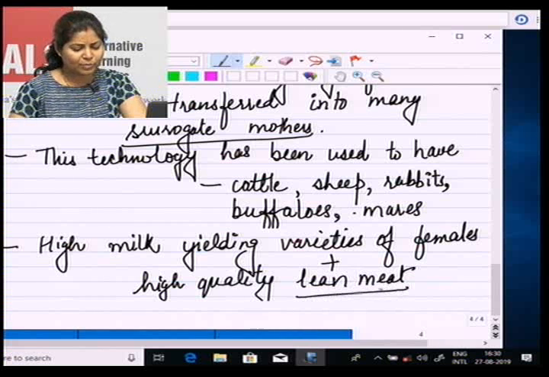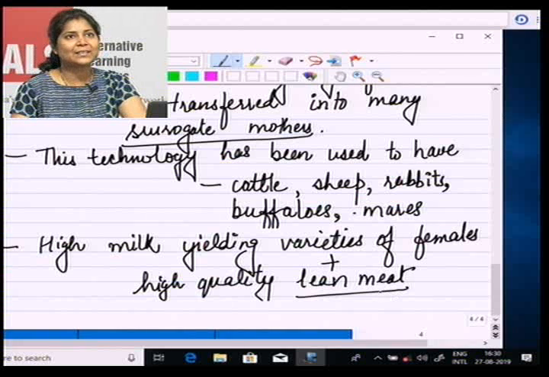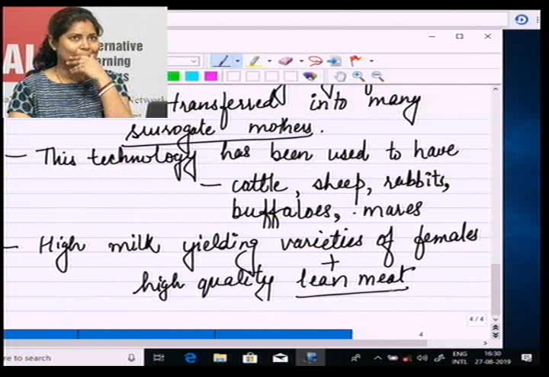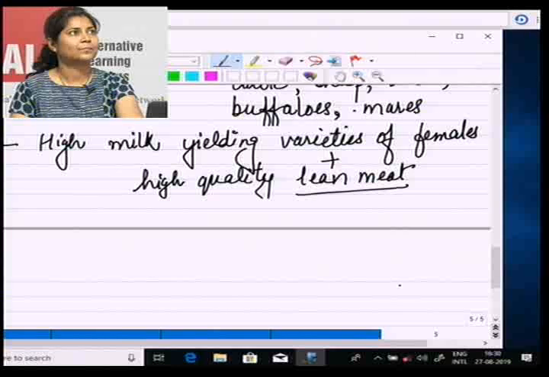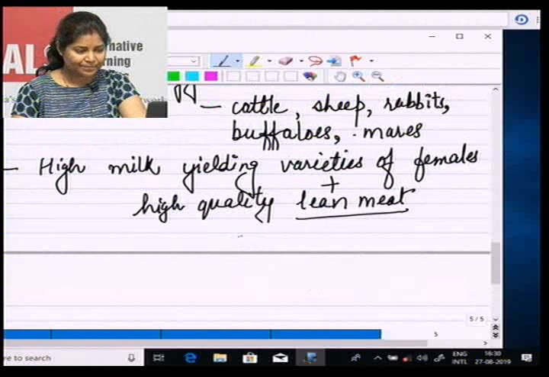Yes, you have. Do you know what is lean meat? Yes, children, do you know what is lean meat? Anybody, from any of the centers? Yes. Do you know what is lean meat? No idea. What is lean meat? Wait for the response.